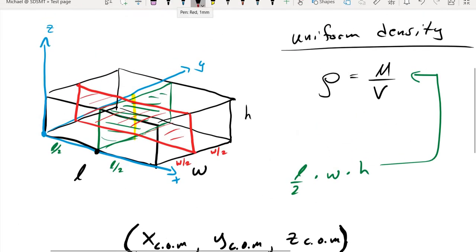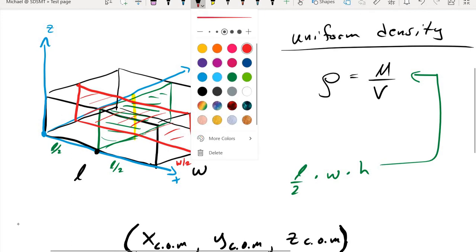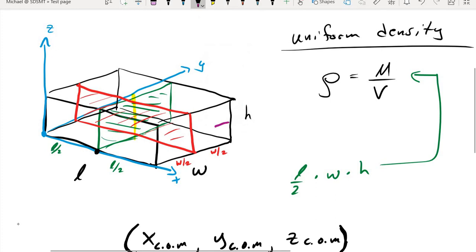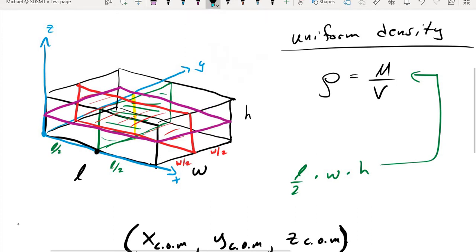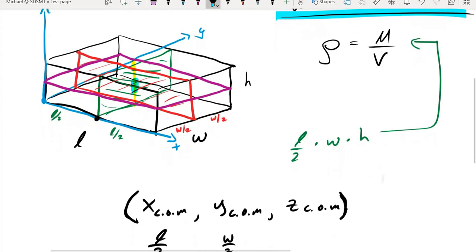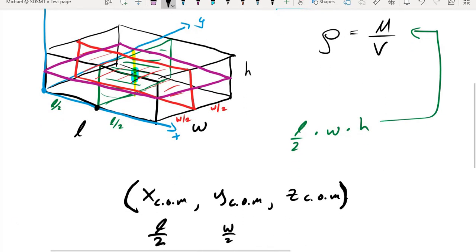And as you can probably imagine, the last piece of information that we need is for the height, and we can cut this mass in half along the height, just as we did along the length and the width. And this is getting kind of messy here, but when we take all three of these cuts, there's only one point in the entire object where they all intersect. And let's see what color. I'll use this bright blue. And that's going to be right at the geometric center. And we can say that because we're using a uniform density, and this is a very symmetric shape.